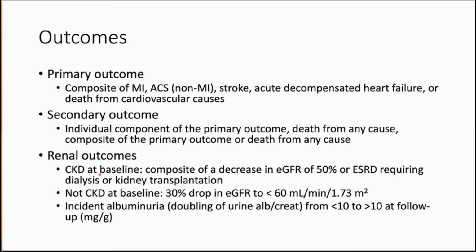So if you had CKD at baseline, it was a composite of a decrease in eGFR by 50% or development of advanced stage renal disease requiring dialysis or kidney transplant. If you didn't have CKD at baseline, then it was a 30% drop in eGFR to a value less than 60 mL per minute, or the development of incident albuminuria. So a doubling of the urine albumin creatinine ratio from under 10 to at least over 10 at follow-up.